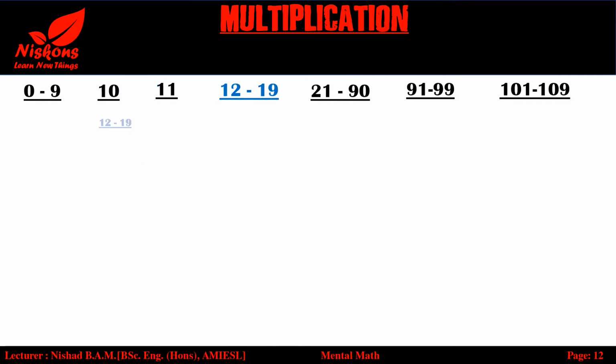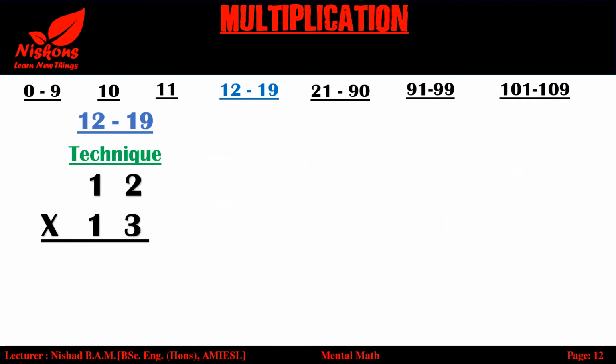Now we are going to analyze 12 to 19. For that, in this particular range, we have to be aware of both the numbers. If we are going to use this particular technique, both the numbers should be within this range. As an example, 12 and 13. These two numbers are lying in between 12 to 19.